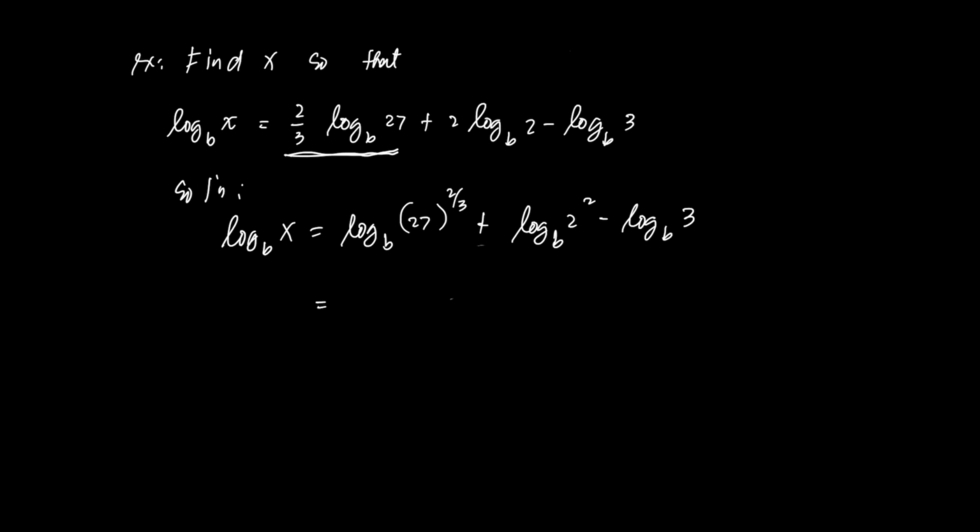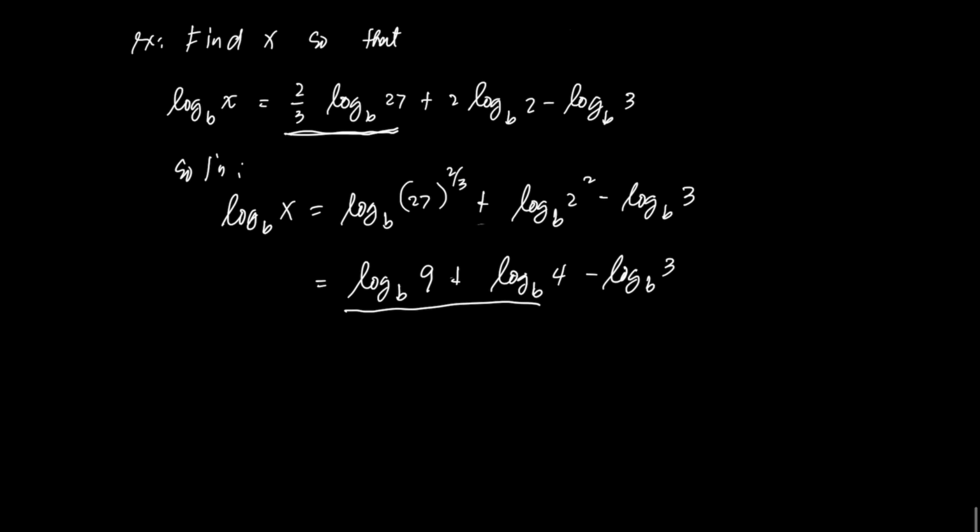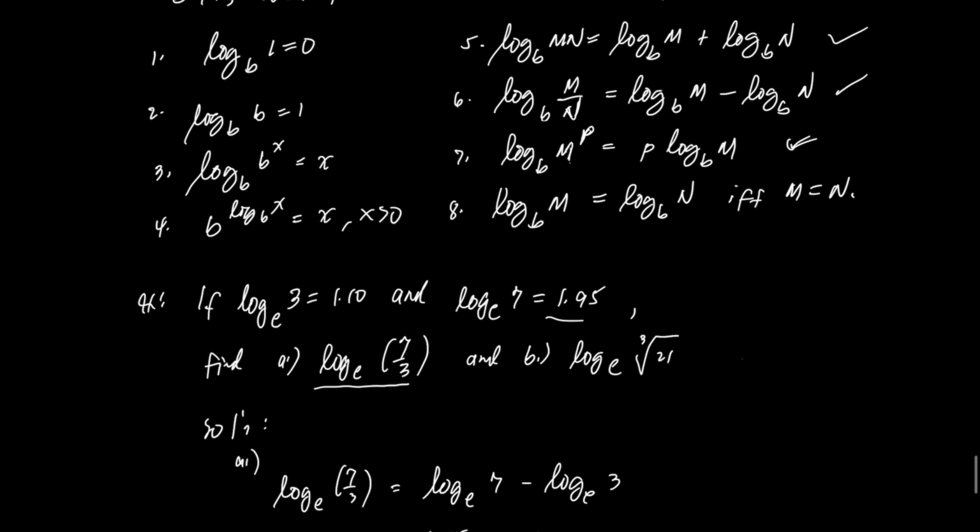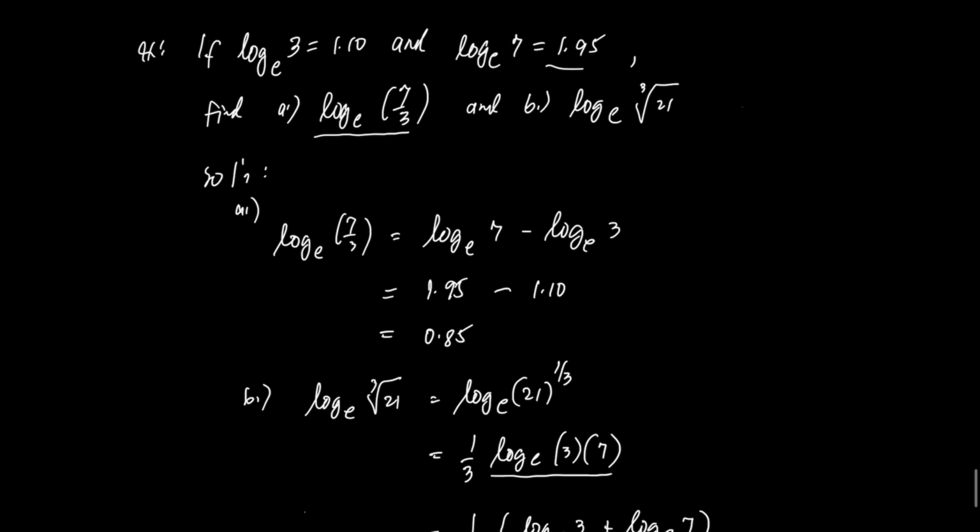But log to the base b of 27 to the power of 2/3 is just log to the base b of 9. So meaning cube root of 27, then squaring it. So that's 3 squared, that's 9. Plus, this one here is log to the base b of 4 minus log to the base b of 3. So here is just the multiplication to addition property. So that's property number 5.